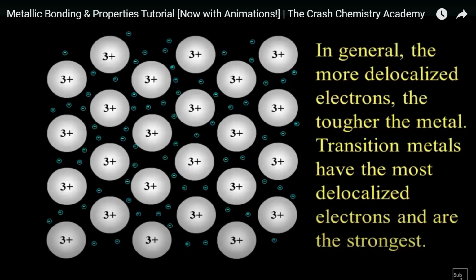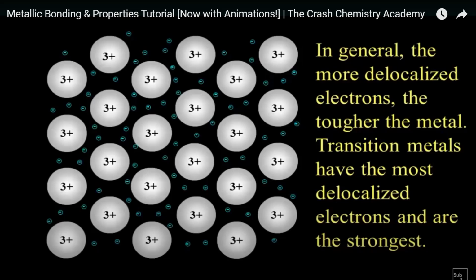So if you have more delocalized electrons, that will make the metal harder. Yes? Okay, I want you to think back to before Christmas when we took the sodium, and what did we do with it before we put it in the water? We cut it. How hard is sodium? It's pretty soft, yeah? If you can cut it with a knife, it's pretty soft.